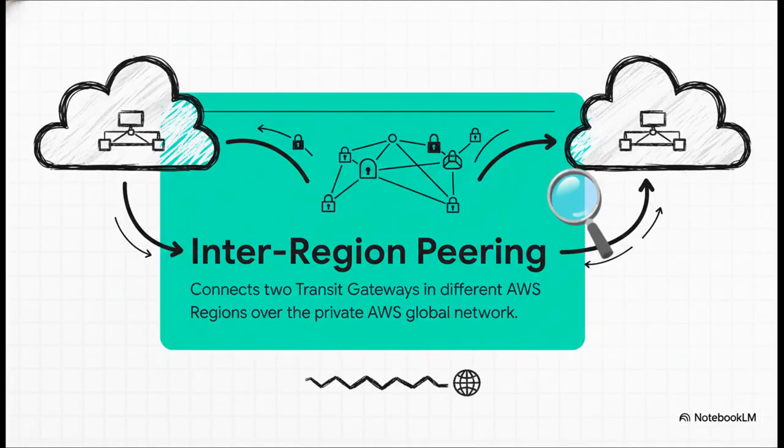And the final building block is inter-region peering. This is how you go global. It lets you link up two transit gateways in completely different AWS regions.